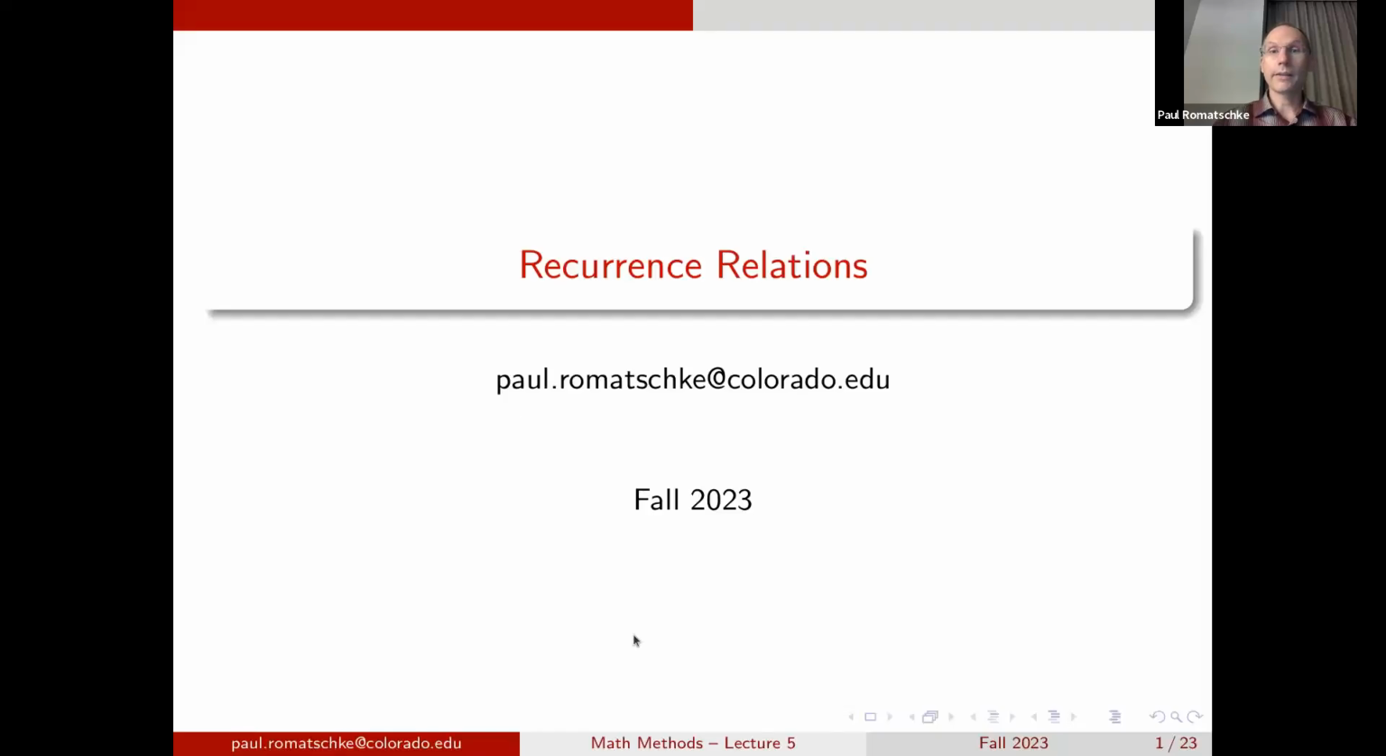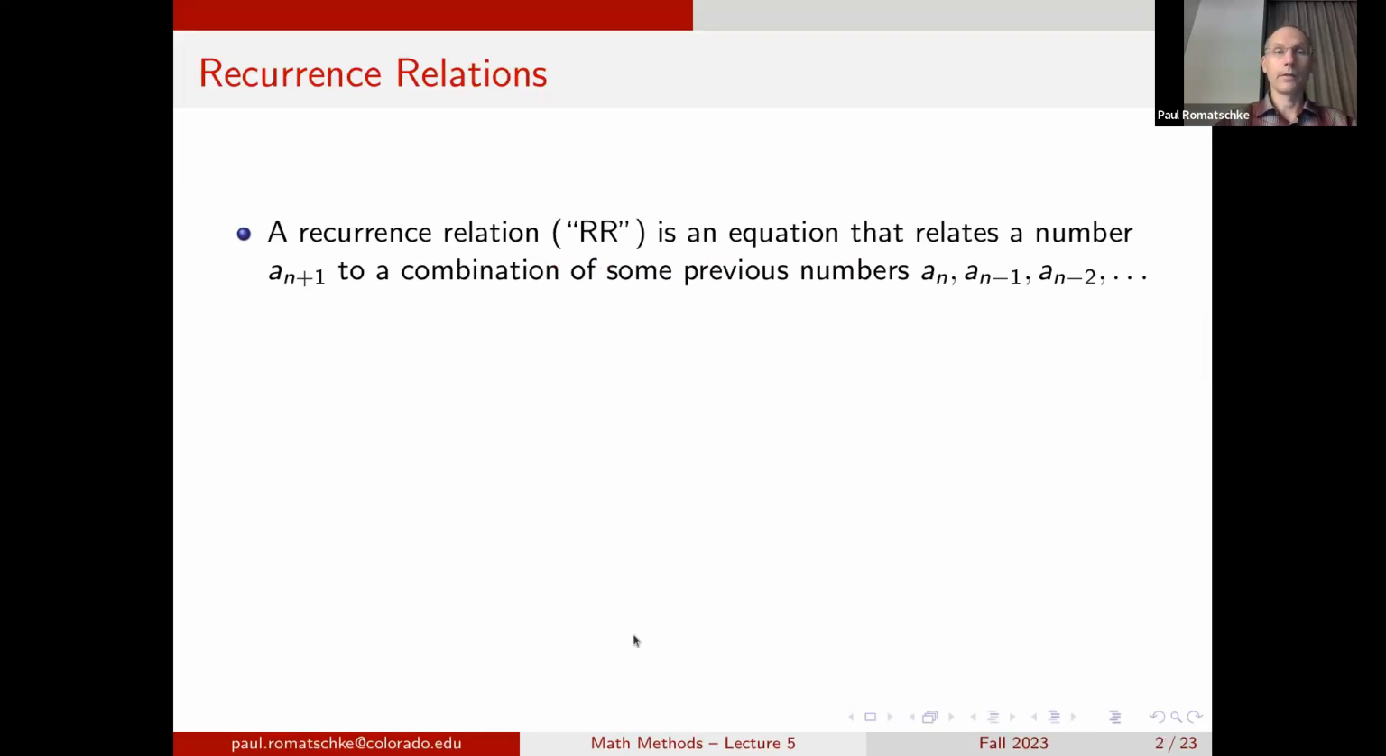Welcome to the Mathematical Methods lecture on recurrence relations. A recurrence relation, or RR for short, is an equation that relates a number a_{n+1} to a combination of some previous numbers a_n, a_{n-1}, a_{n-2}, and so on and so forth.